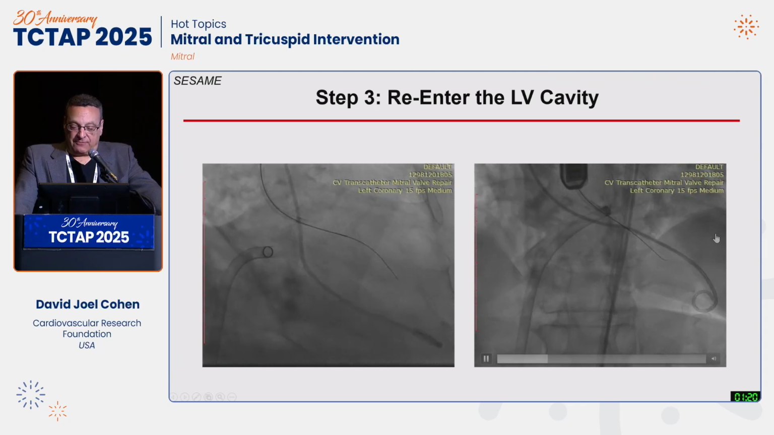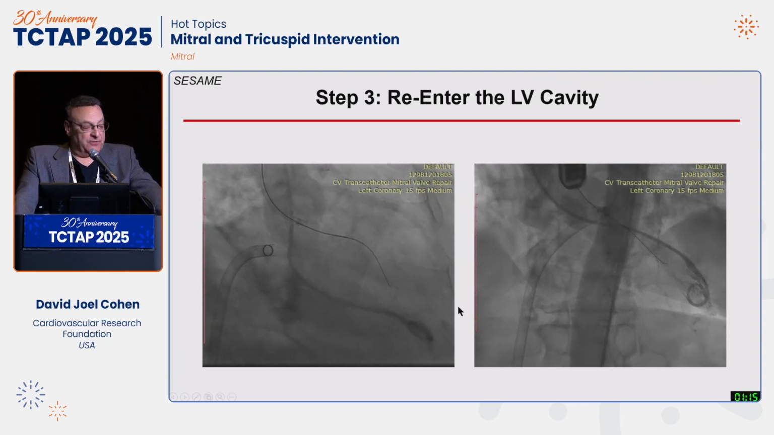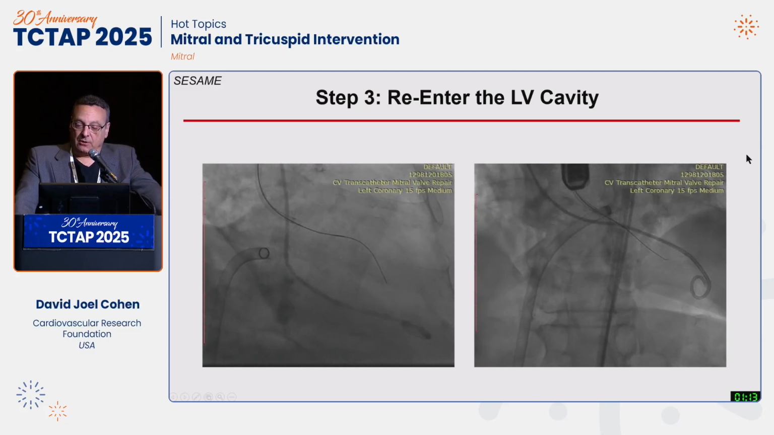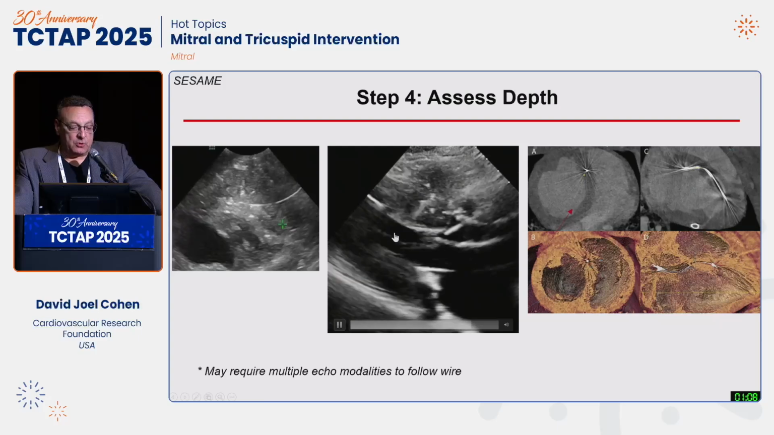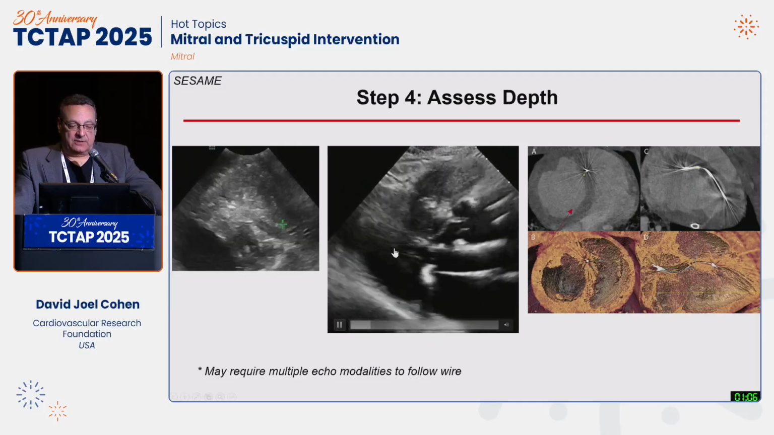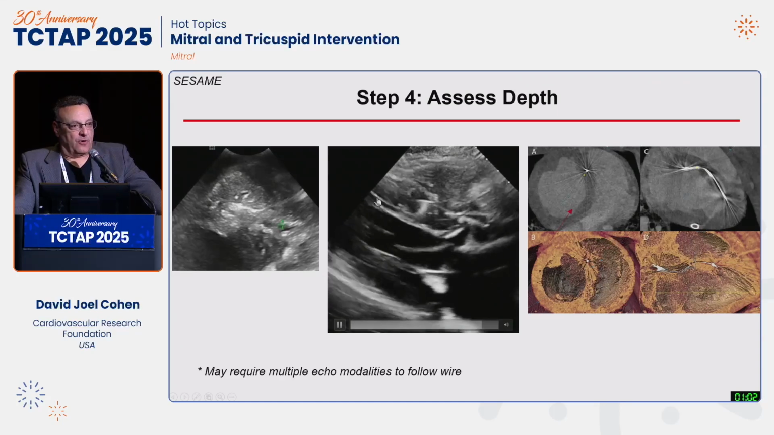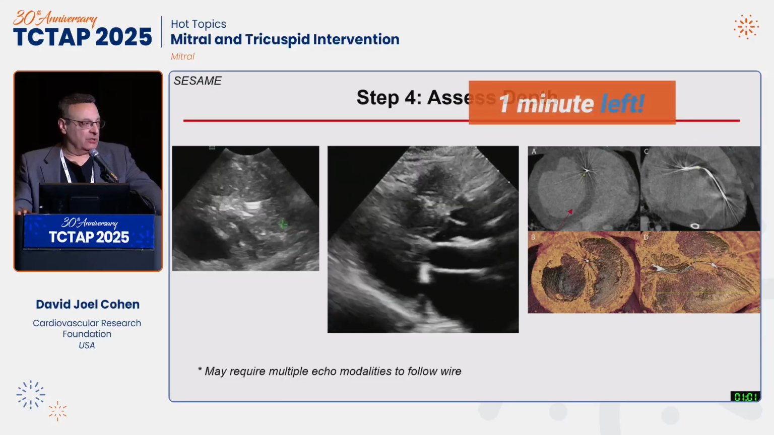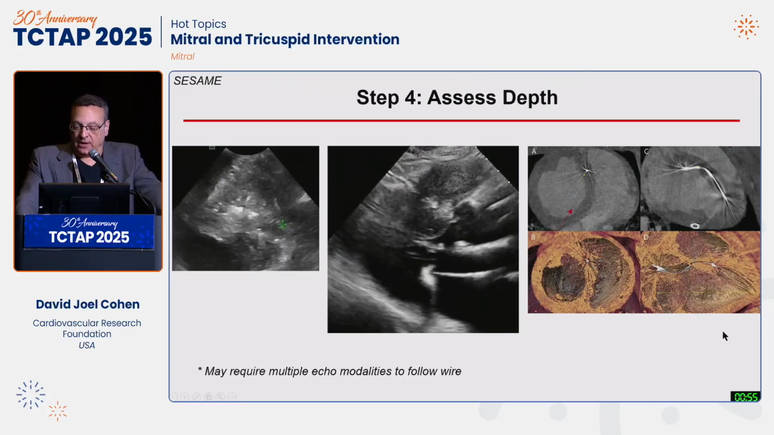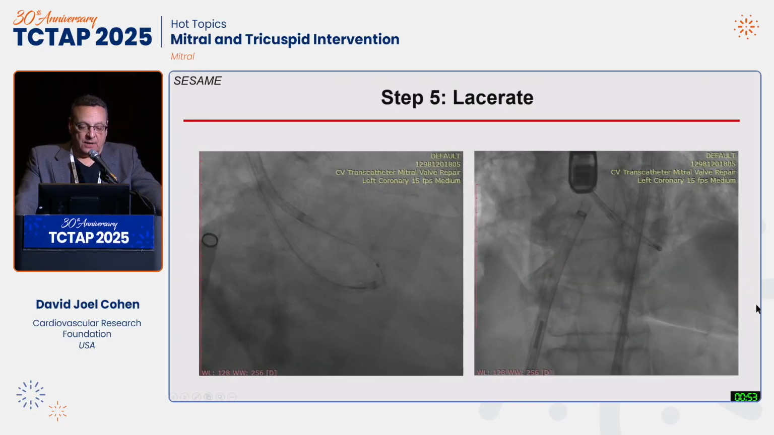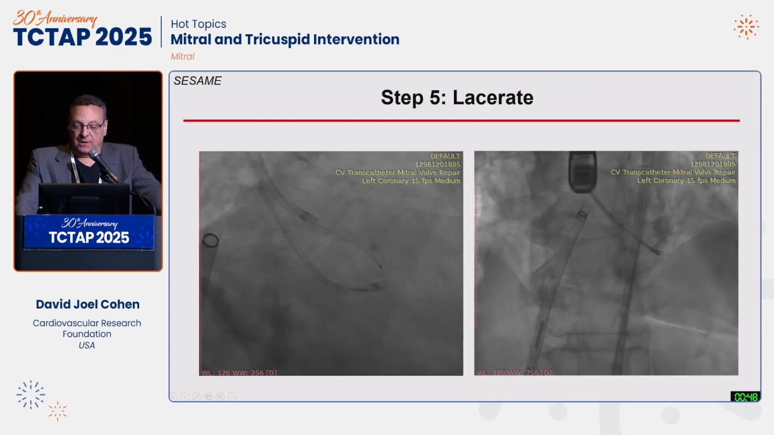Then we re-enter the left ventricular cavity. In this case, you can see it is re-entered by the ventriculogram. We usually confirm this by echocardiography. And then a really critical step, the most critical step actually, is to find this wire all the way along the septum by echocardiography to confirm that it is not too close to the right ventricular border, because if it's too close, then you may have a VSD.